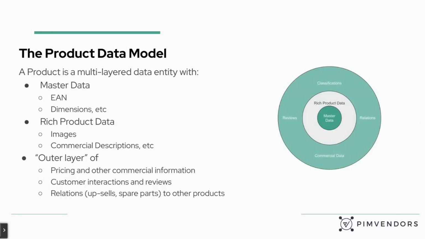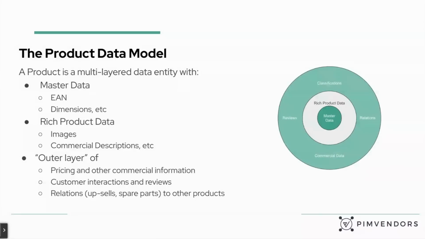In the center of all this is the product data model. A product is actually a multi-layered data entity. It has a master data core with the product number, the EAN, a barcode, basic product data such as dimensions, weights, etc.